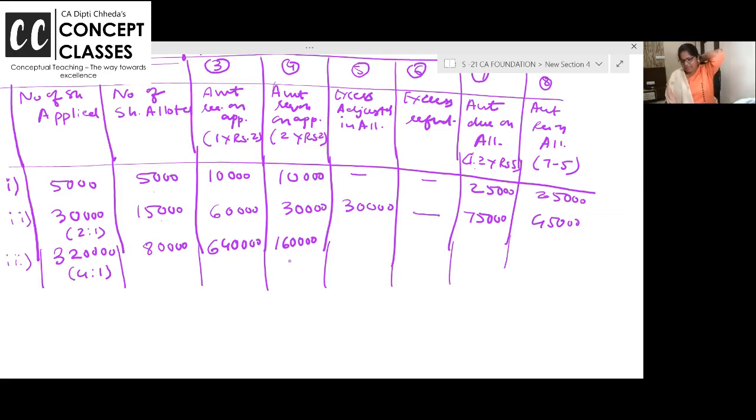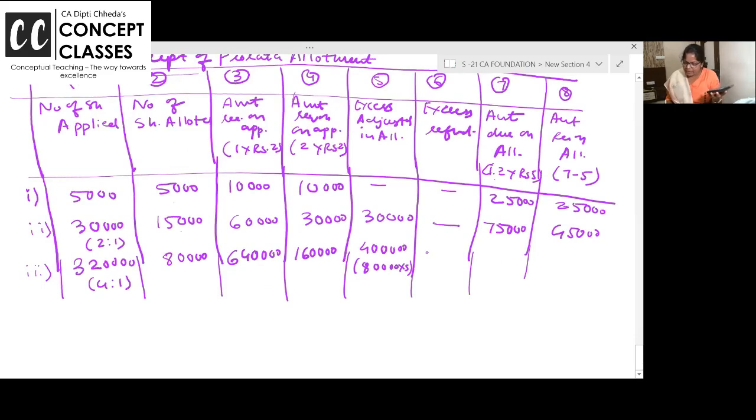Excess, can we adjust it in the allotment? Yes. On 80,000 shares, how much is the allotment? 80,000 shares के सामने allotment कितना है? 4 lakh. अभी भी extra है क्या? देखो. Pick up your calculators. 640 is received. 160 we adjusted in application. 4 lakh allotment. अभी भी 80,000 is to be refunded.